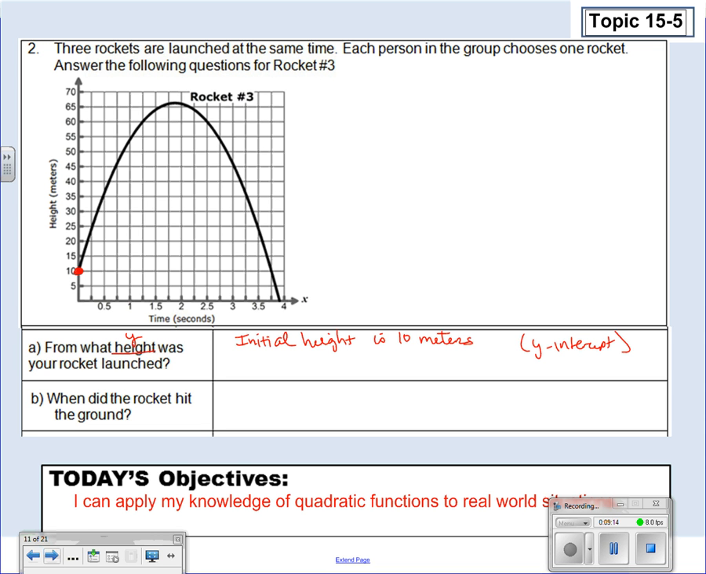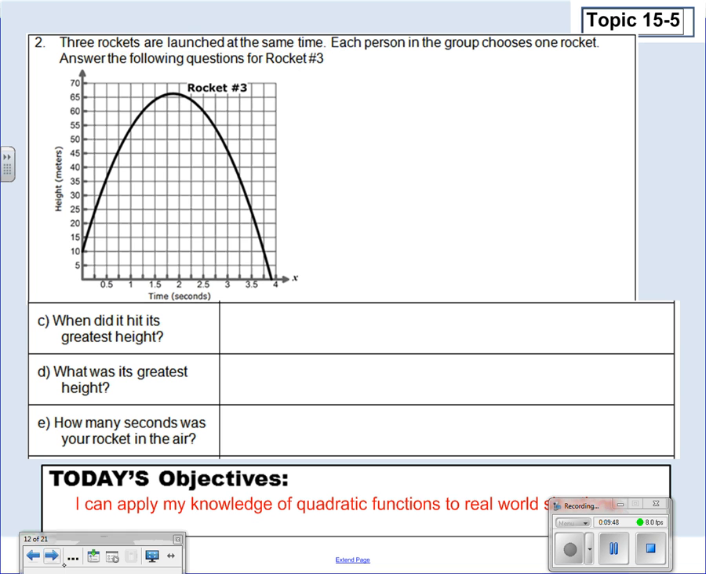When did the rocket hit the ground? Let's look. It launches, goes up, comes back down, and hits the ground right here, and it's asking when. This is a time. So we can say it's somewhere between 3.75 seconds and 4 seconds. If we look, here's 3.5, this is 3.75, and this is 4. It's somewhere between there.